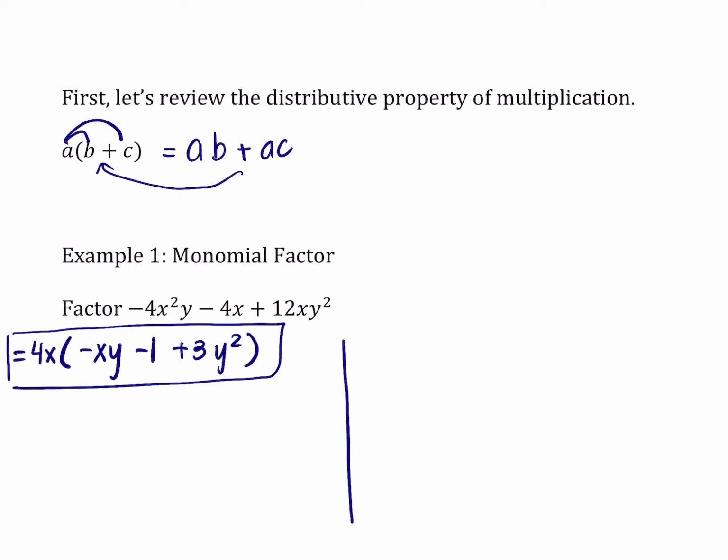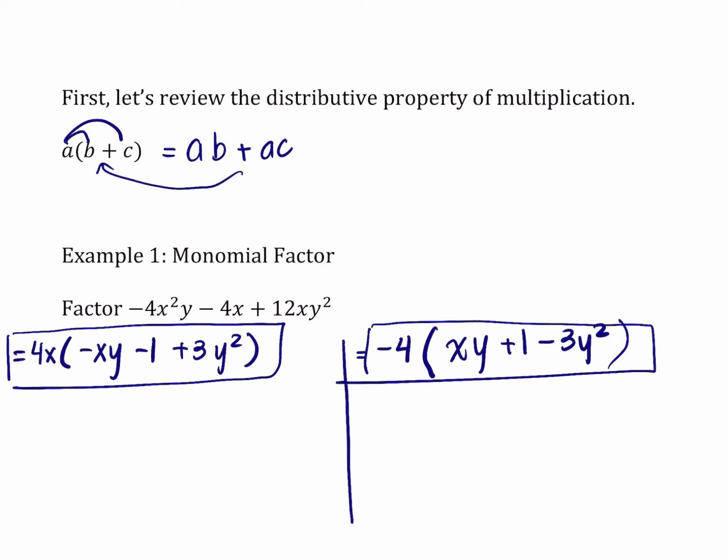Another possible factorization of this polynomial is actually to factor out negative 4x. A lot of the times people don't really want to be left with a negative as their first term. So we can actually factor out negative 4x from this whole thing. That way I'll be left with xy, now this becomes a positive 1, and then we're left with negative 3y squared. You'll notice that it only changed the sign of everything on the inside. Both of these are perfectly fine factorizations.